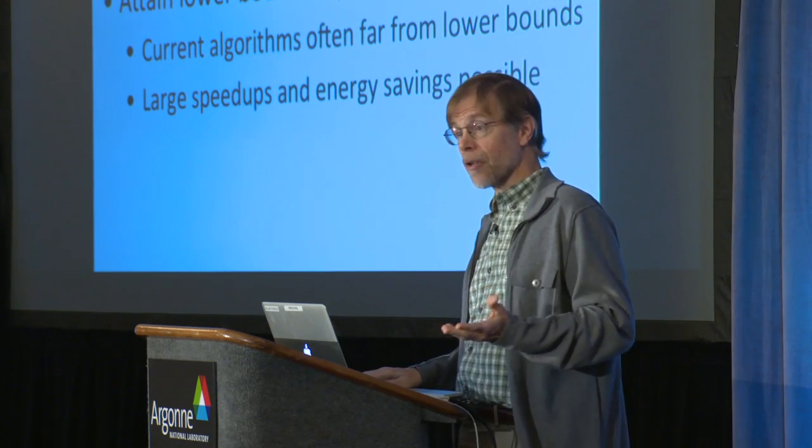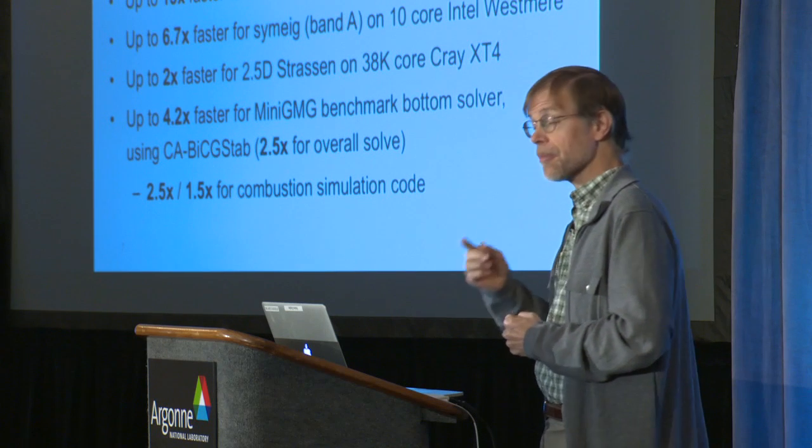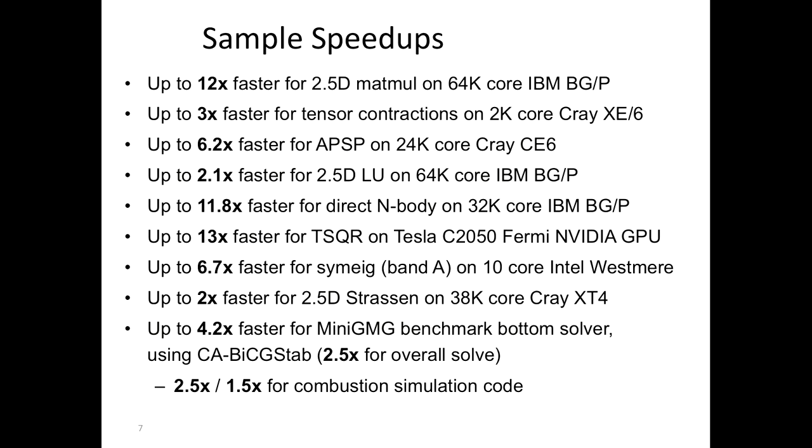So let me just give you a summary. I won't have time to talk about all these algorithms. So here are some speedups that we've attained by using these new ones. So 12x faster for matrix multiply. And 2.5D, I'll explain what that means later.